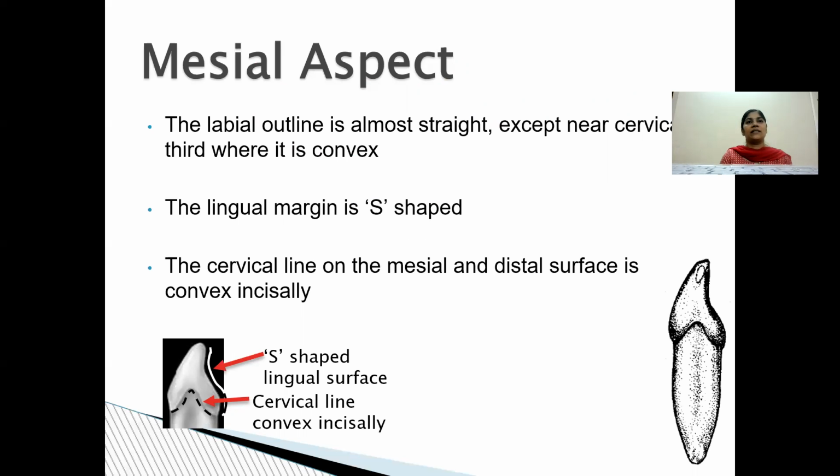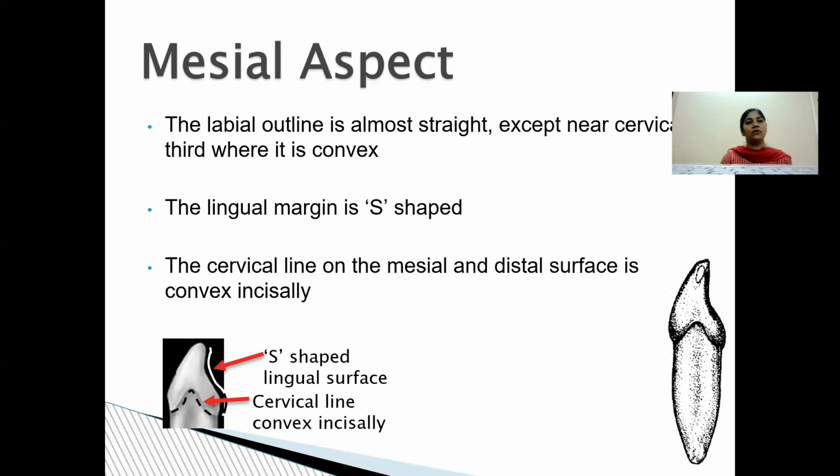The next aspect is the mesial aspect. The labial outline is almost straight except near the cervical third where it is convex. The lingual margin is S-shaped. The cervical line on the mesial and the distal surface is convex incisally.